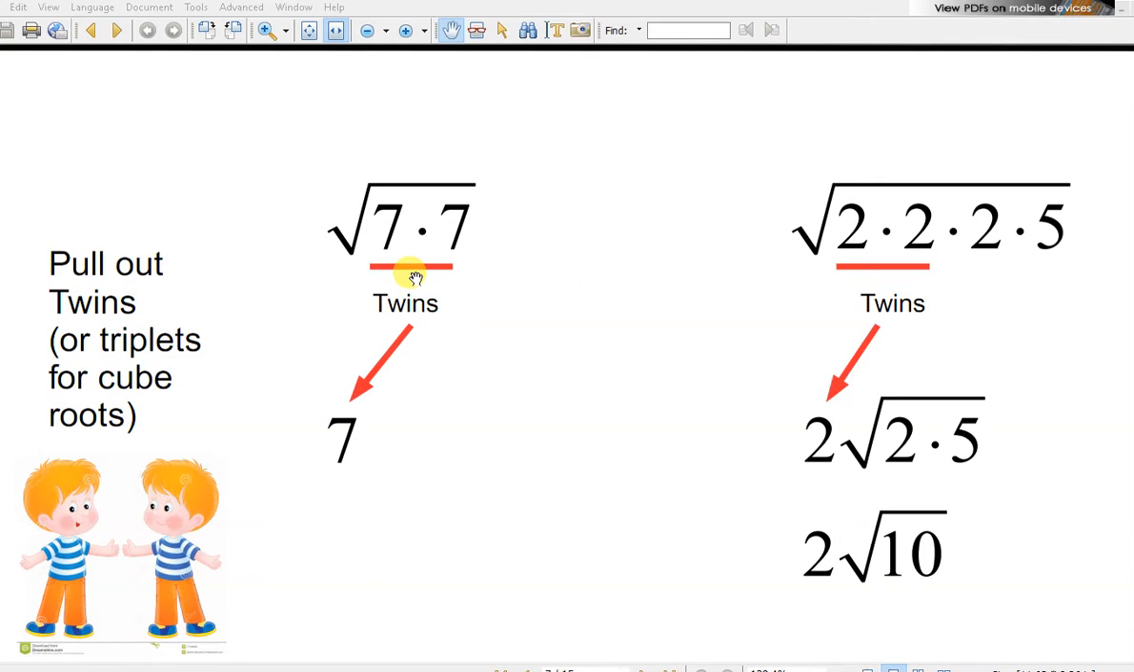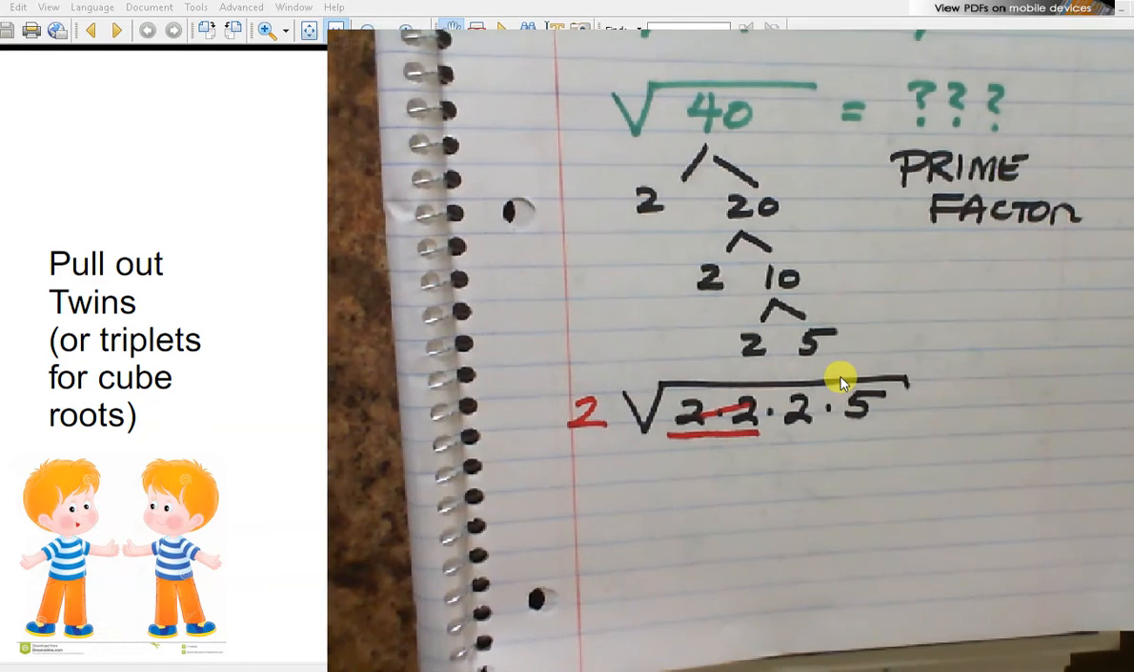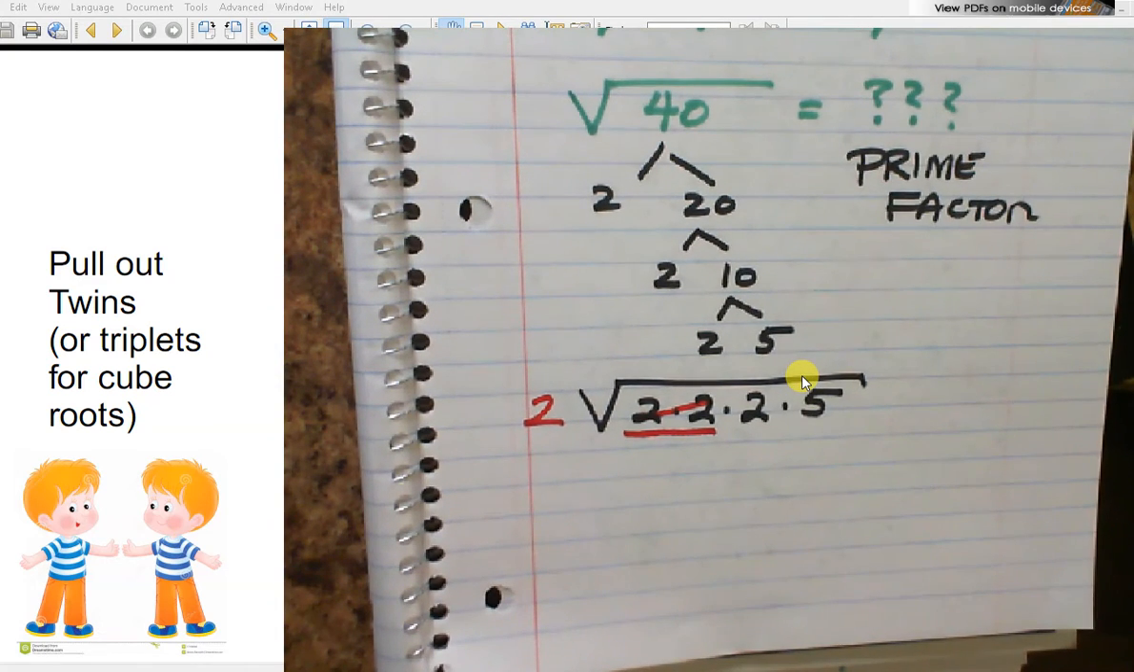So what I'm looking for are twins. The square root of 49 is 7 times 7. You see those 7 times 7? What's the square root of 7 times 7? Well, it's 7. See the twins? I bring them out front. So I'm looking for twins, and I bring them out in front of the radical, or the square root.